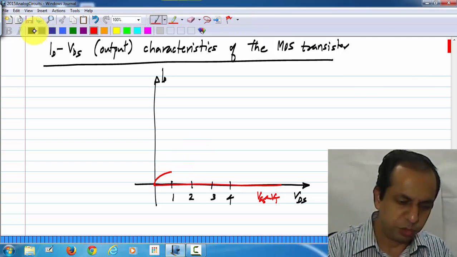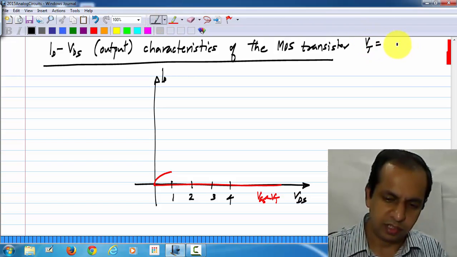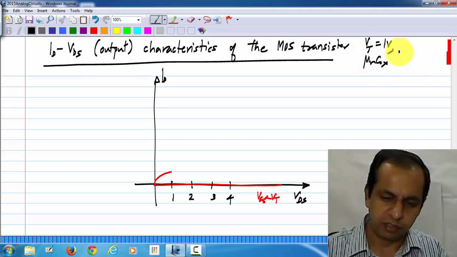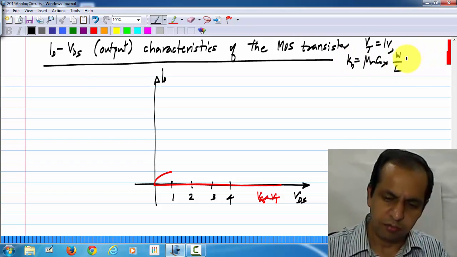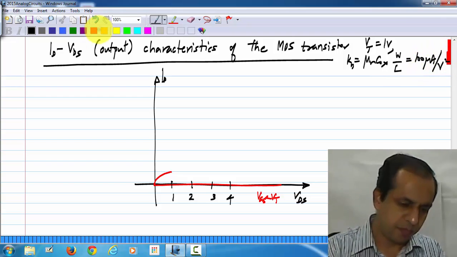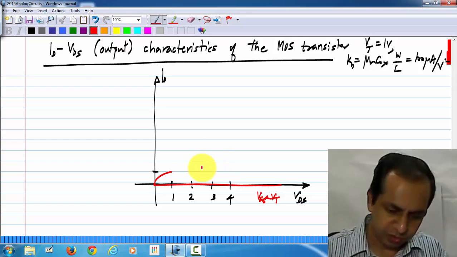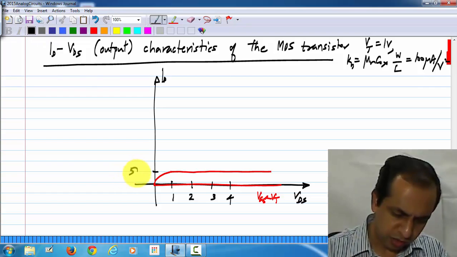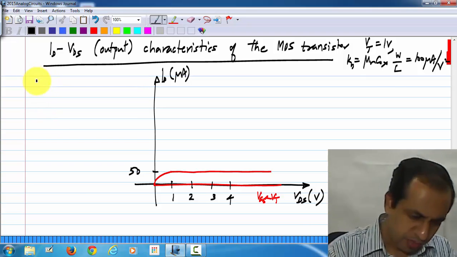By the way, I am still assuming the same transistor that I have always been using in the examples, which is a transistor which has a threshold voltage of 1 volt and a current factor of 100 microampere per volt square. Okay. And we know that for a VGS of 2 volts, the current increases and saturates to 50 microamperes. Okay. This is VDS in volts.